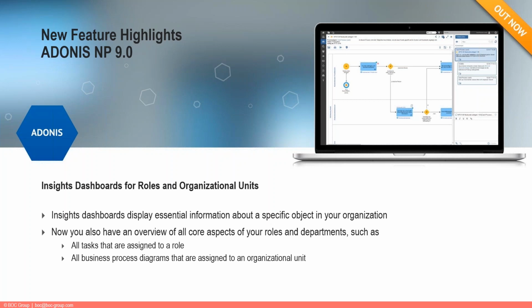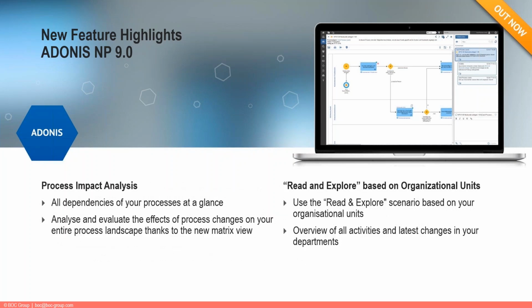Moving on to some of the other features that ADONIS 9.0 has to offer. One of the latest analyses that we've created for you is the process cross impact analysis, or process impact analysis, whichever one you prefer. Essentially, it's going to allow users to not only visualize all the dependencies of their processes at a glance, but thanks to this new matrix view, they can also easily analyze and evaluate what the effects and impact of changing a process will be on the rest of their process landscape. So we'll see that later on in the tool. Maybe things will become a bit more clear.